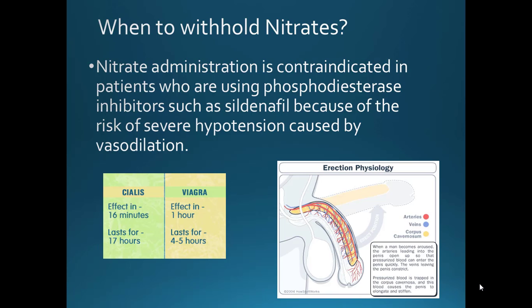All nitrate administration is contraindicated in patients who are using phosphodiesterase inhibitors such as Cialis and Viagra. This is because of the risk of severe hypotension caused by the vasodilation. We need to be very cautious not to cause hypotension because that can severely compromise any remaining perfusion to the heart and possibly cause the patient to crash.